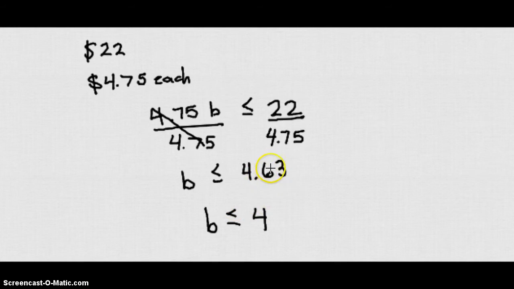That's going to conclude our lesson on solving inequalities by multiplication and division. The key point to remember here is that everything's the same as solving equations. Just remember to flip your sign when you're multiplying or dividing by a negative number.